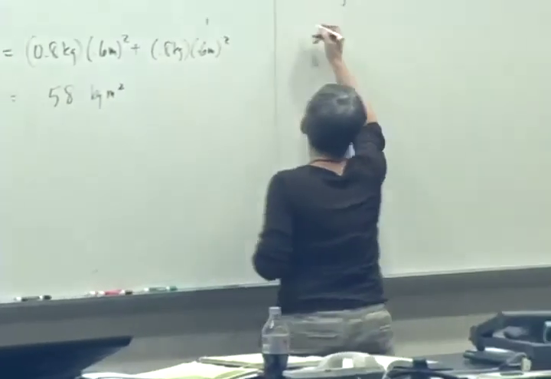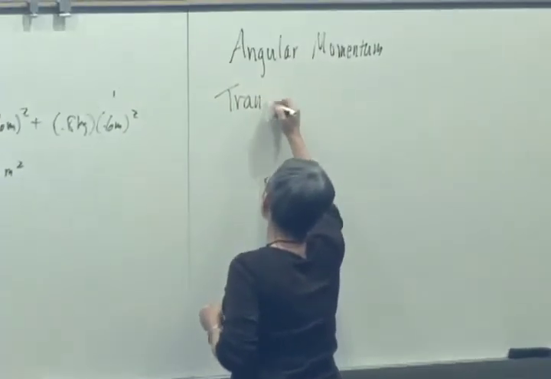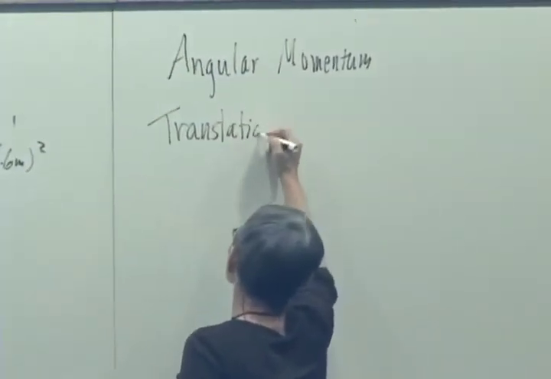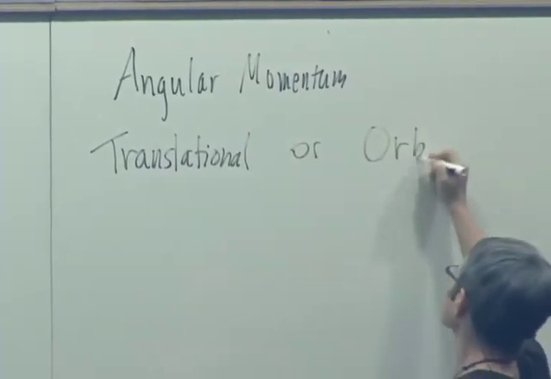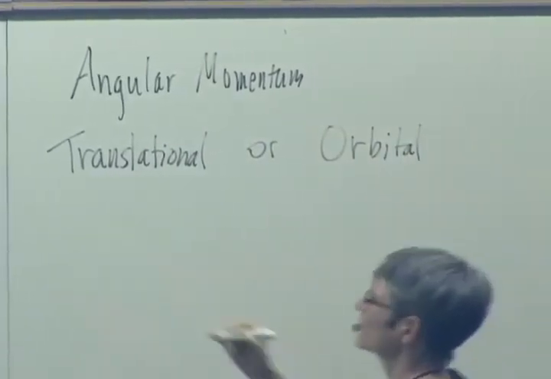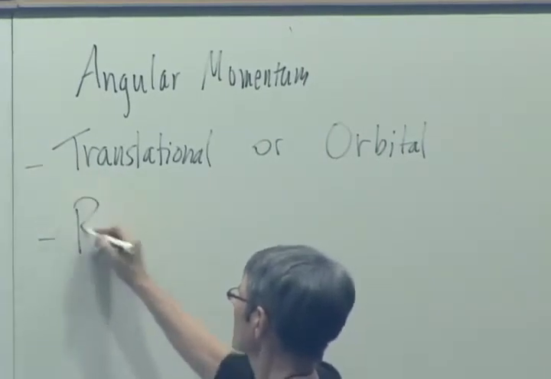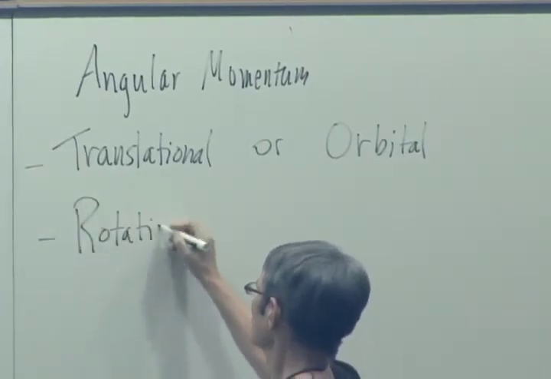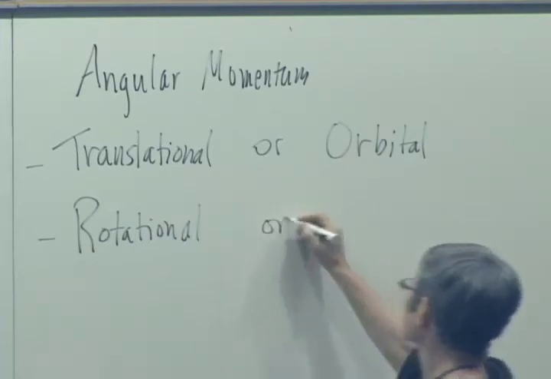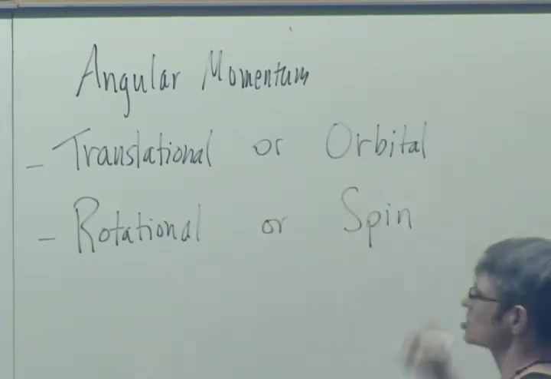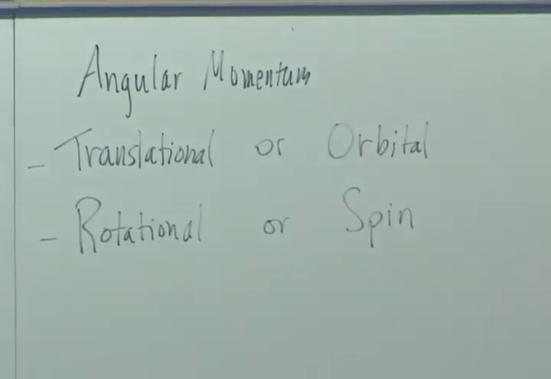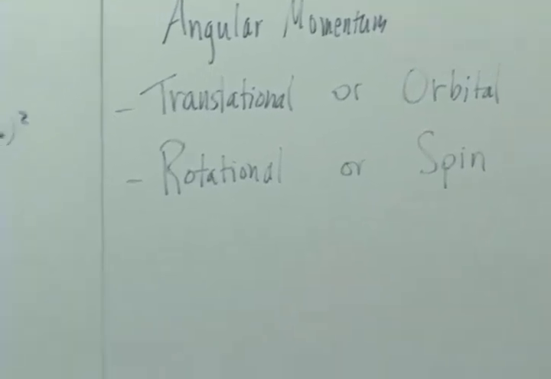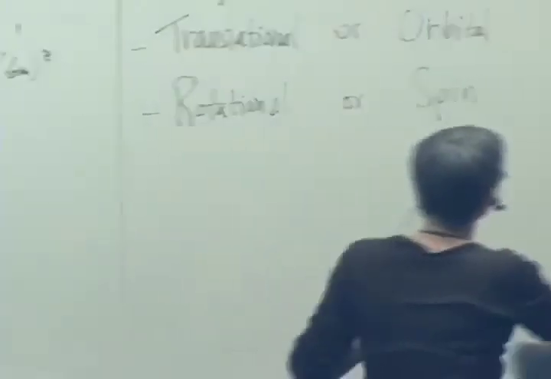So we have translational or orbital angular momentum, and rotational or spin angular momentum. And by rotation, we mean rotation around an axis that's going through the center of mass. And we give these things different names.